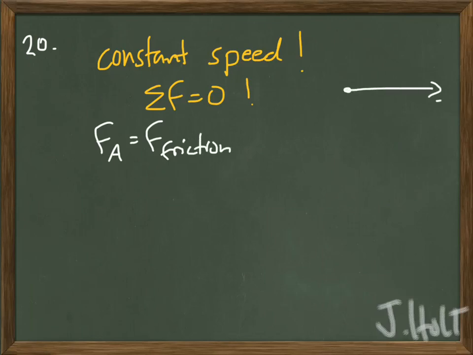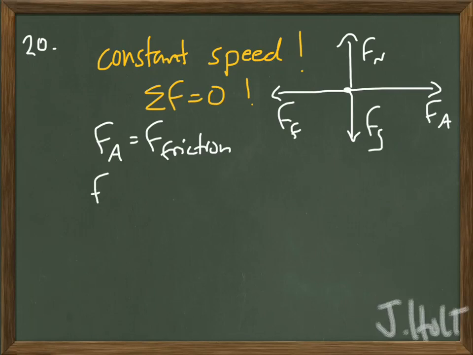So if you take a look at your free body diagram, you have an applied force in one direction, you have friction in the opposite direction, you also have the normal force and the force of gravity, and if there's no acceleration, everything is equal and opposite. So the applied force must equal the force of friction. So we can set this up.